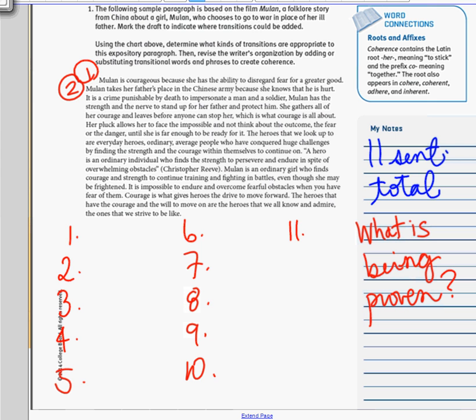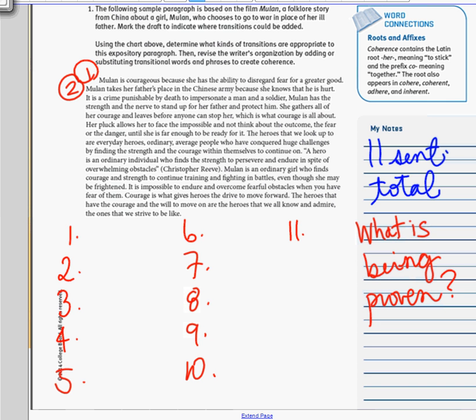Okay, last Friday we talked about a paragraph. An expository paragraph is always trying to prove something. The author is trying to give us proof with commentary and supporting details. So if you look at the very first sentence in that paragraph, the topic sentence, I want you to reread that very first sentence with me. It says, Mulan is courageous because she has the ability to disregard fear for a greater good.